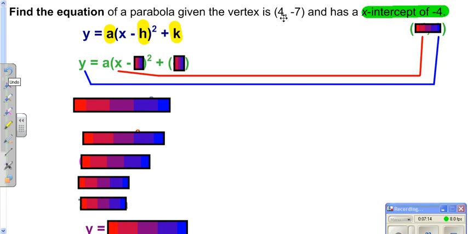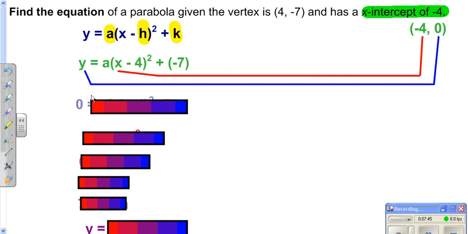Since I'm given my vertex, I automatically know my h and my k, which means I automatically, right away, know 2 of my 3 unknowns. All I have to do now is to find a. Well, I'm given this other piece of information, my x-intercept being negative 4, but that's really a point, negative 4 and 0. That's really an x and a y. So I'm going to take my negative 4 and plug it in for x, and my 0, plug it in for y.